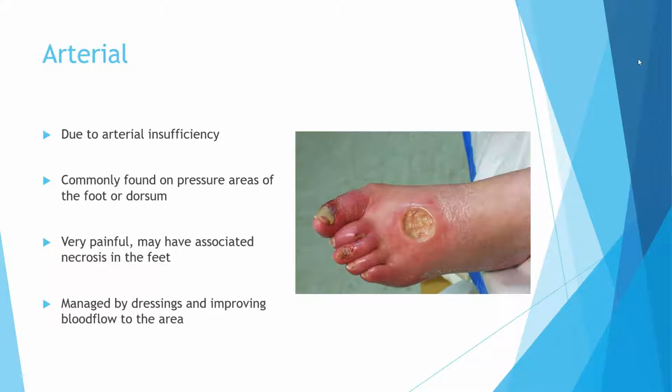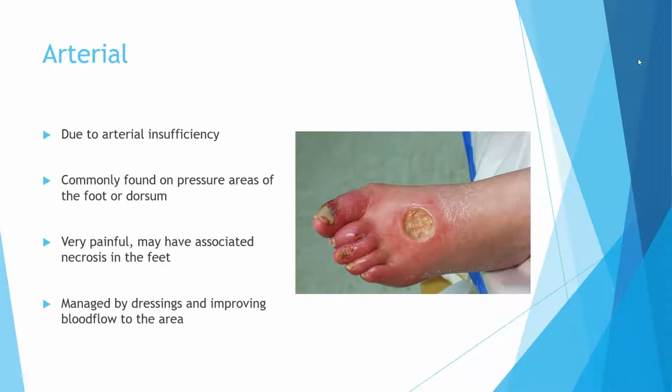Another type of ulcer, in contrast, is an arterial ulcer. And this is due to arterial insufficiency, or fundamentally a lack of blood flow due to limb ischemia. These are commonly found on pressure areas of the foot, or they're present on the dorsum of the foot, as you can see in the image on the right. In contrast to venous ulcers, these ulcers are quite well circumscribed, they're quite deep, and they have a punched out appearance with very clear wound margins.